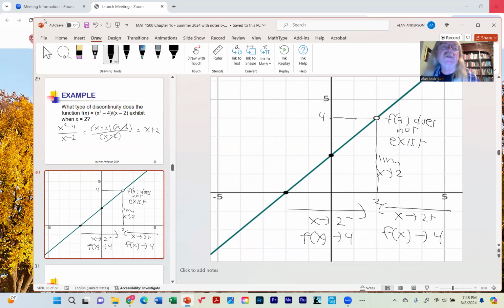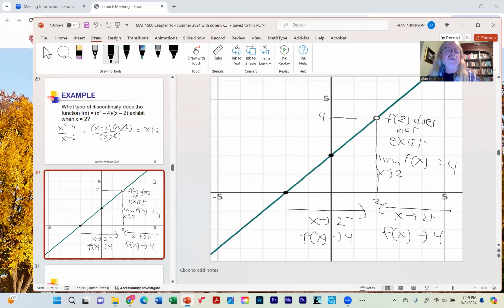Actually, in this case, it's f of 2. I might as well just plug it in there. A is 2 in this case. And then the limit as x approaches 2 equals 4. So the fact that f of 2 does not exist, we do have a discontinuity here.